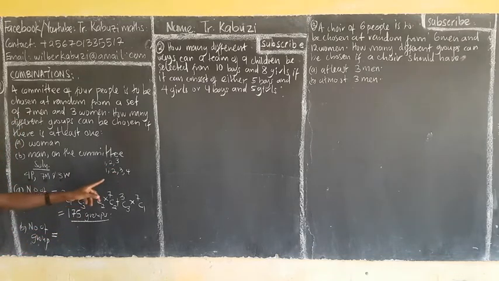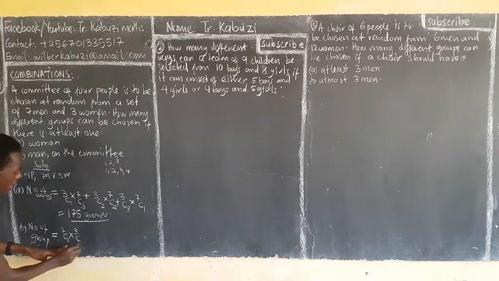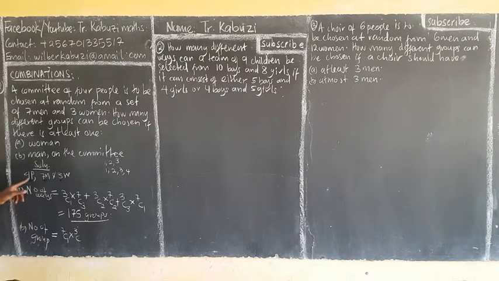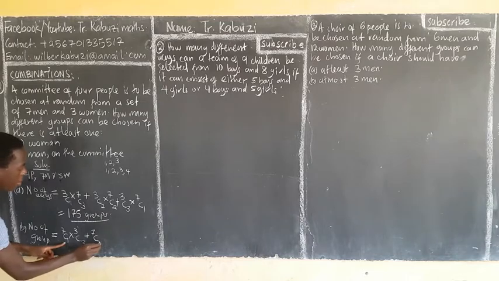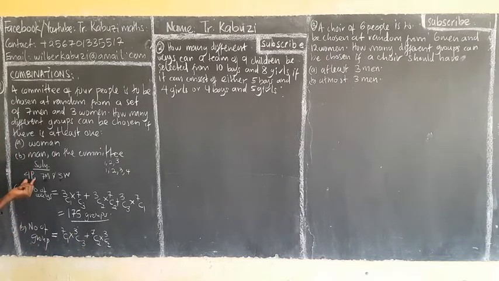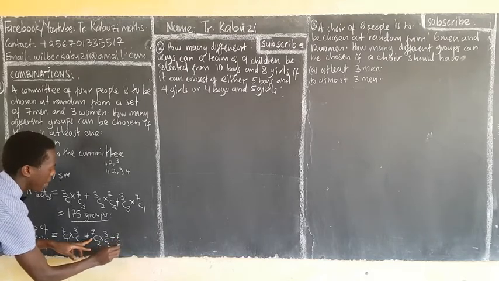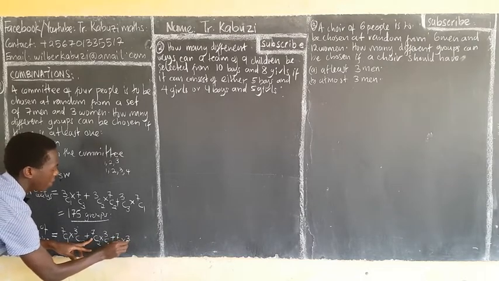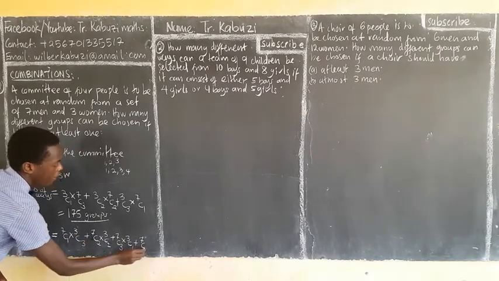How am I going to choose? If I start with 1, out of the 7 men I take 1. Then times, the balance I pick from the 3 women. From the 3 women I choose 3, since I need 4 people. Then plus, out of the 7 men I pick 2, then times, out of the 3 women I pick 2. When I add these, they give me the total number of people I want on the committee. Then plus, out of the 7 men I pick 3, then times, out of the 3 women I pick 1. Then plus, out of the 7 men I pick 4.